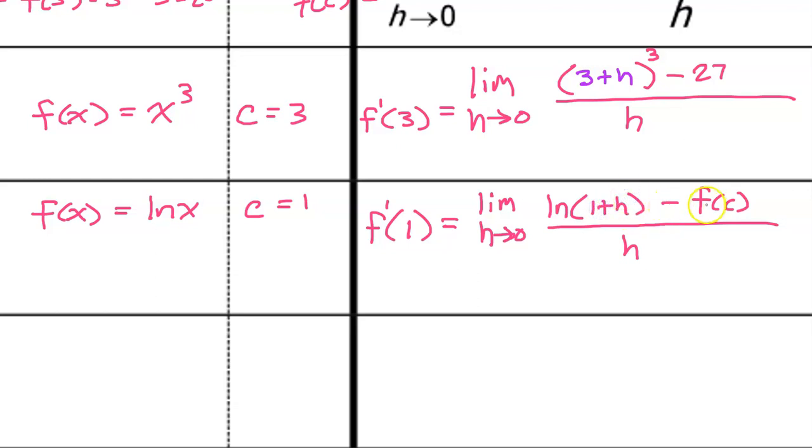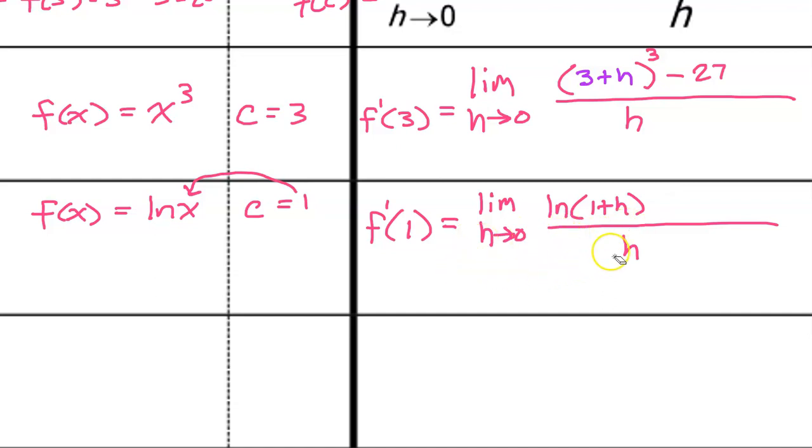Then we do minus f at c. Well, f at c is natural log 1 because we're just taking 1 and plugging it in. So we're doing minus natural log 1. But as we just discussed a moment ago, natural log 1 is 0. So we don't really need to write anything at all right here. So it comes down to this.